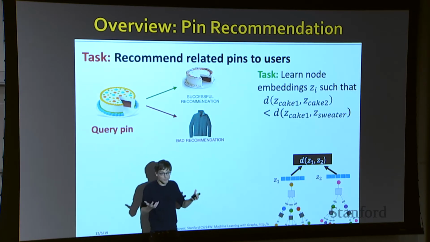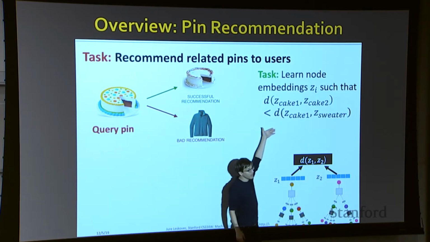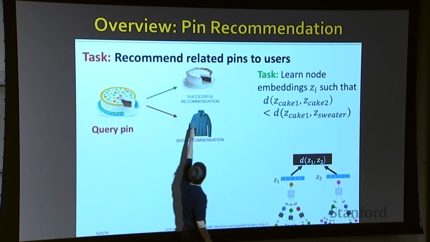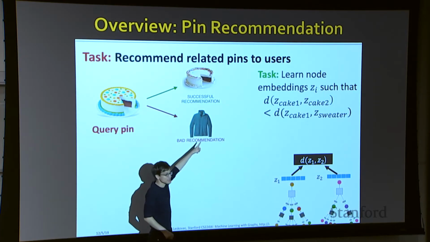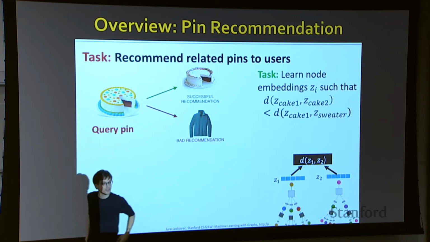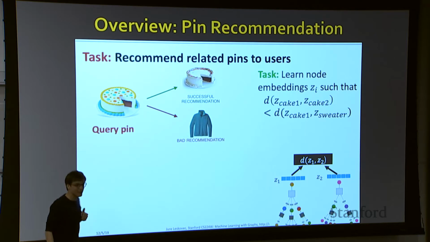And if I'm able to do this, now I'm able to give you a good recommendation, right? If you are looking for a cake, the other cake will be closer than the sweater. So for the cake, I won't be recommending you a sweater, but I'll be recommending you a related cake. And that sounds like a good recommendation.